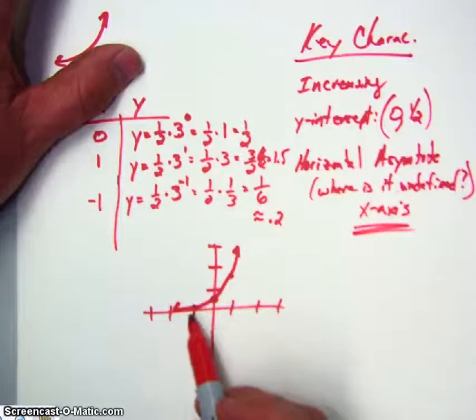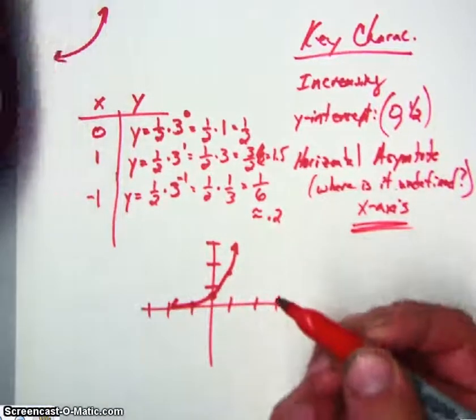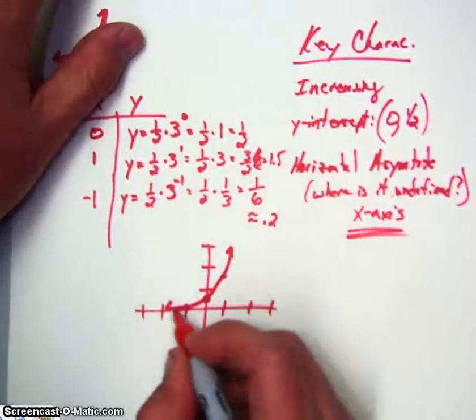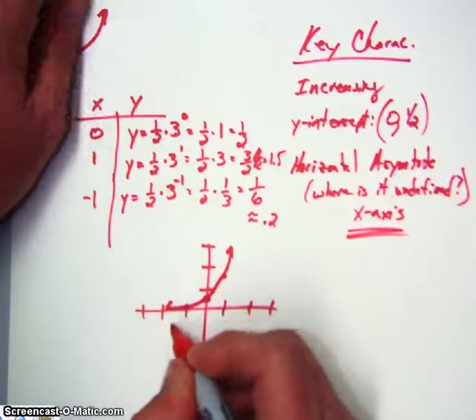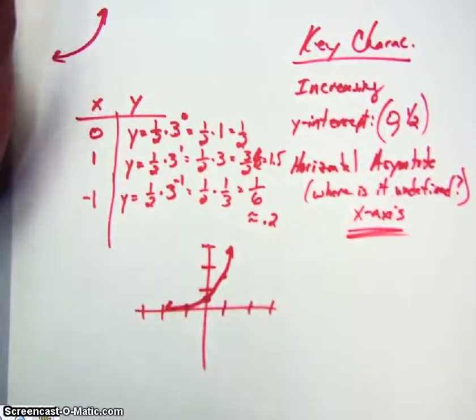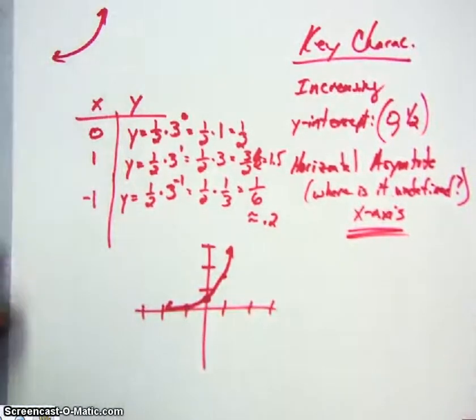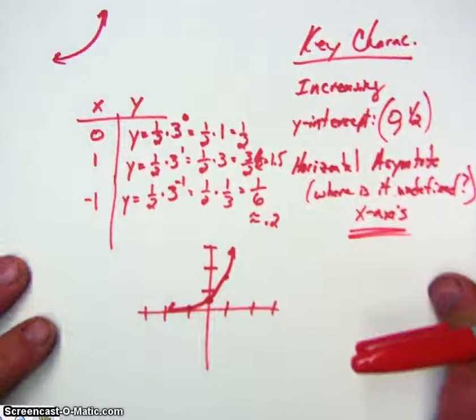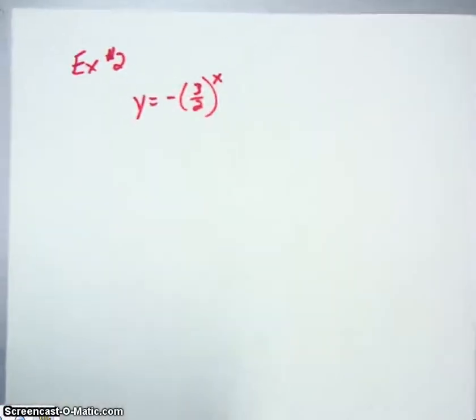Now it looks like it's touching here. That's all right, because I'm using a thick pen here. If you're using a pencil, just draw it as close as you can without touching the x-axis. That is exponential functions. So let's do one more. Let's do this one.